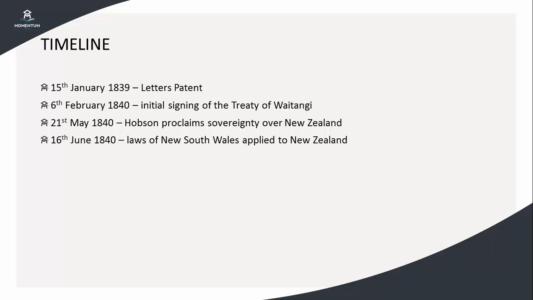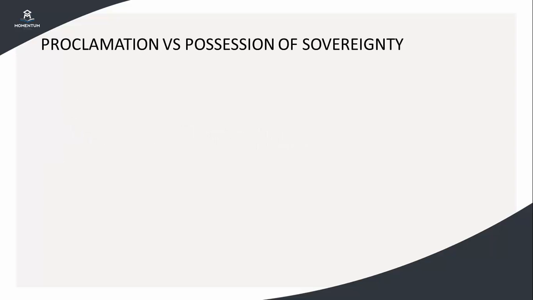On the 16th of June 1840, the laws of New South Wales were applied to New Zealand through the New South Wales Act. On the 2nd of October 1840, proclamations of sovereignty were publicly notified in London. This was Britain putting the other imperial powers on notice that they were claiming New Zealand as part of their empire.